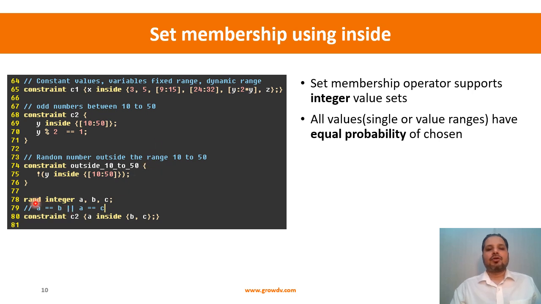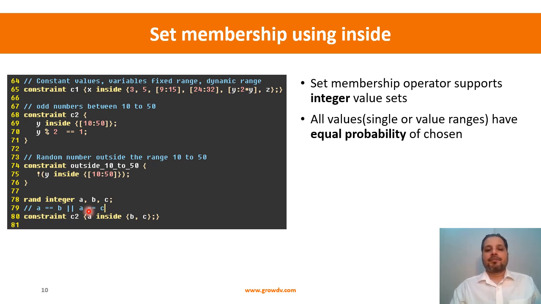This example shows how inside ultimately executes. Inside executes as a form of an equation. If I say a inside b and c, then it means a is equal to b or a is equal to c. Most of the constraints, although they might appear procedural in some cases as we go on, ultimately get converted to expressions and then get executed.